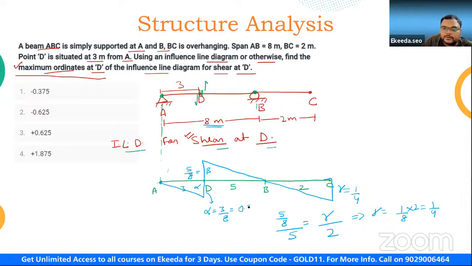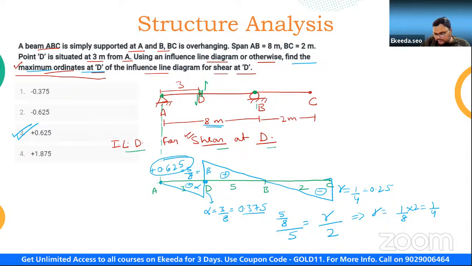So this 3 by 8 will be equal to 0.375. This 5 by 8 is going to be equal to 0.625. And this is going to be equal to 0.25. What is asked in the question is, find the maximum ordinate at point D. See, it is in minus, it is in plus. In minus it is 0.375 and in plus it is 0.625. So the correct option is going to be plus 0.625.